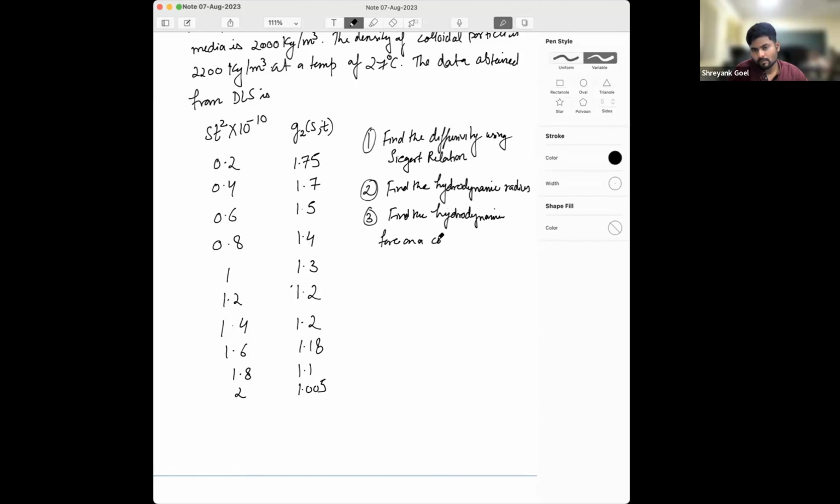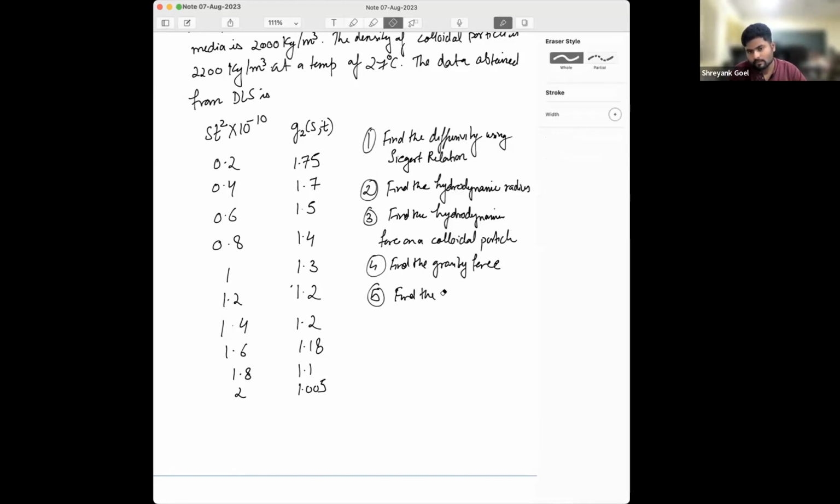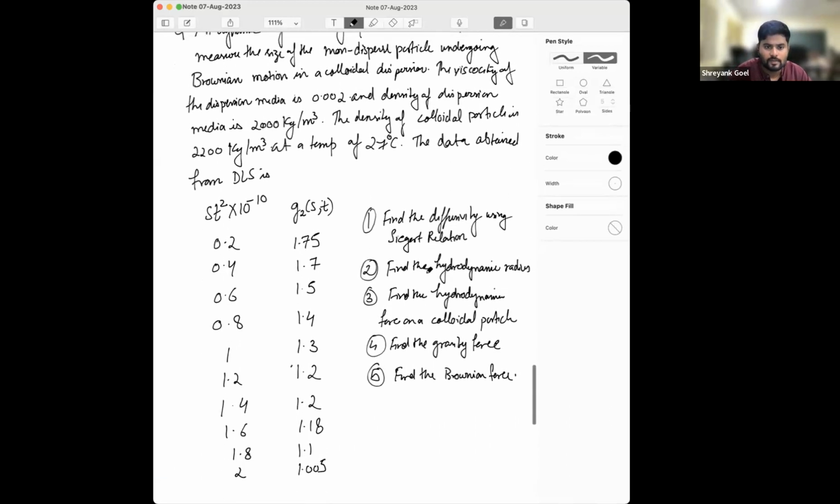on a colloidal particle. Then find the gravity force. Then find out the Brownian force. Okay, I hope all the data is there.